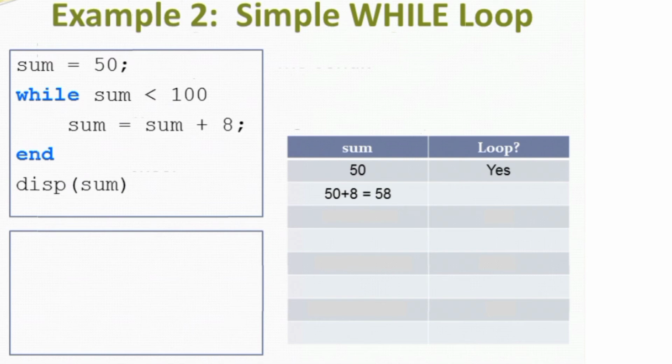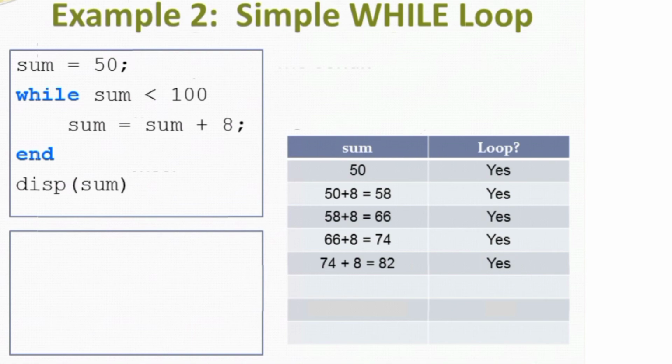We've gone through the first iteration, we reached the end. We go back up to our while statement and we check our condition. Is 58 less than 100? Yes, so we continue through again. We again add 8 to our value, we get 66. Is 66 less than 100? Yes. So we repeat, add 8 more. Is 74 less than 100? Yes. We repeat. We add 8, we get 82.